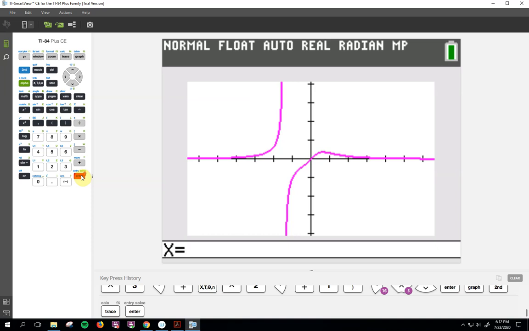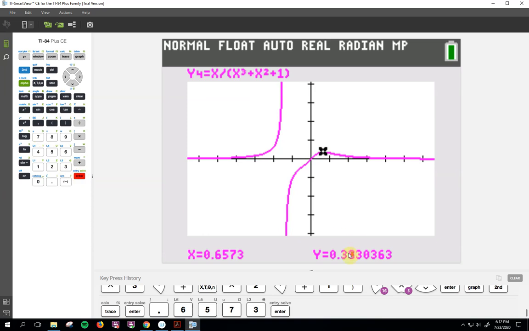So go back to your sign chart. Let me pick out the max that we had. There was a max at 0.6573. Here's the corresponding y value. And then you just write that down. You do the same thing for all of the other inflection points.